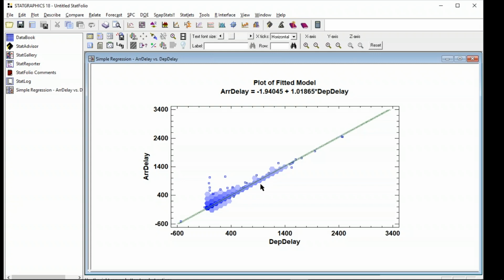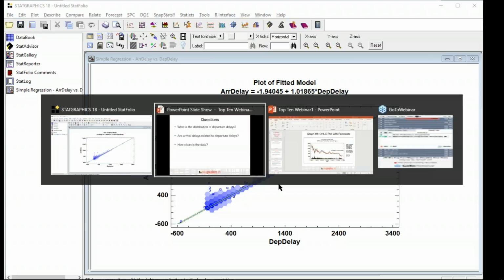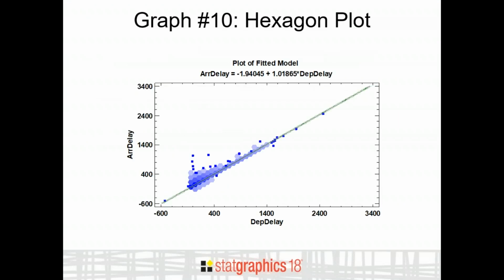Anyway, that is the fitted regression. You can see that most of the points lie close to the line. Yes, where the dark blues are. Quite a few points slightly above the line, not many below the line, definitely skewed to the upper side of the line. A hexagon plot, much, much more informative than a scatter plot of 7 million observations. Okay, so number 10 of my top 10 is the hexagon plot.